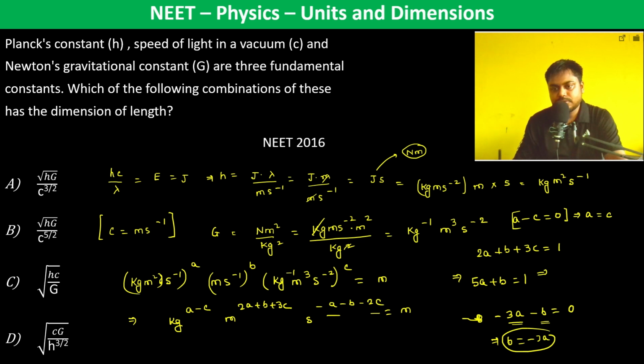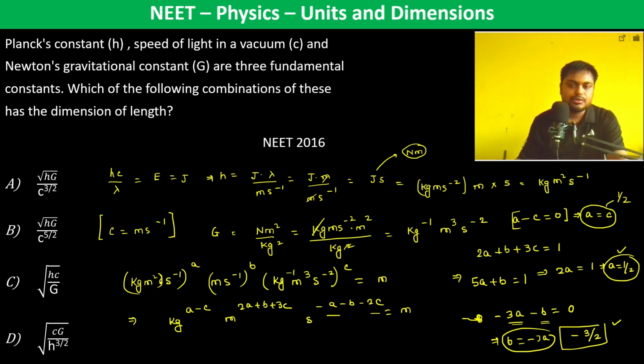So therefore here we have 2a is equal to 1. So a is equal to half. Since a equals half, c also is half. And b is minus 3 by 2. So therefore it's going to be h to the power half, c to the power minus 3 by 2, and G to the power half. So that is the square root of hG by c cube. So that is the A option.